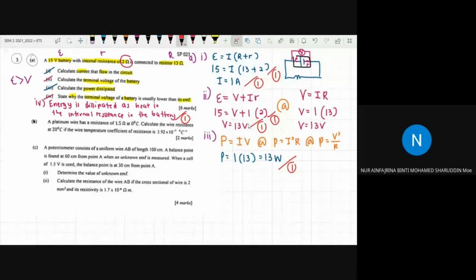Okay, good job guys. Okay, good. So, I hope you know siapa yang salah, ada tersalah sikit, it's okay. We are still learning. Kita bukan tengah buat PSPM lagi. So, you make sure to know where you get it wrong so that you can improve it on our next exercise question and also during PSPM. Okay, now let's try B.